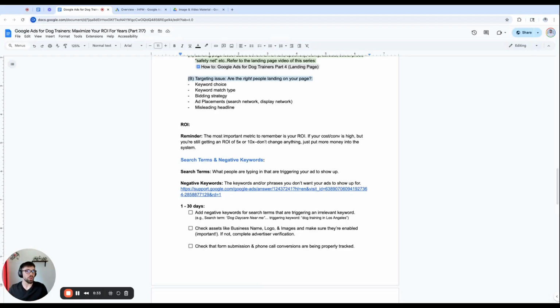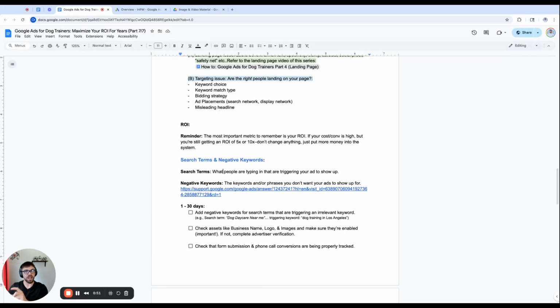If you find a keyword you don't want that's completely irrelevant to your service, for example, if you're a dog trainer and you see in the search terms report that someone typed in dog daycare near me to trigger your ad, you probably don't want to show up for people looking for a dog daycare because you're a dog trainer.